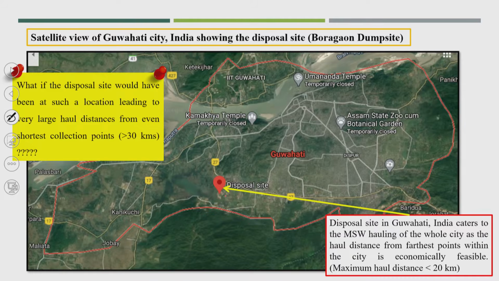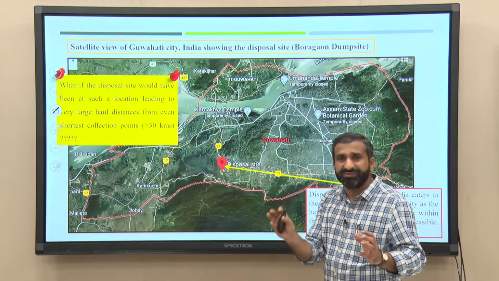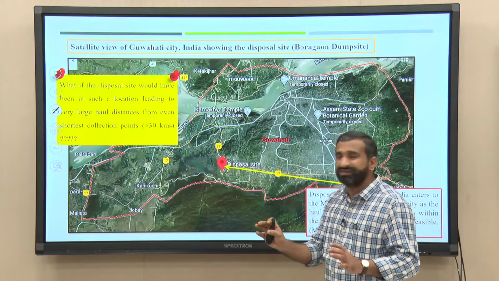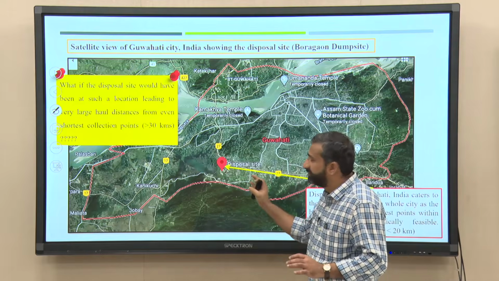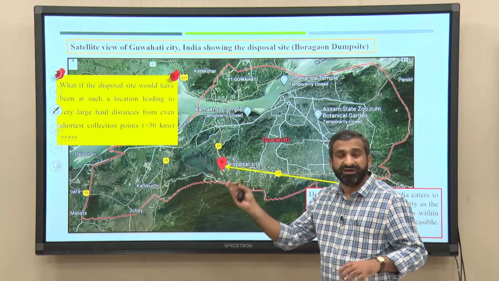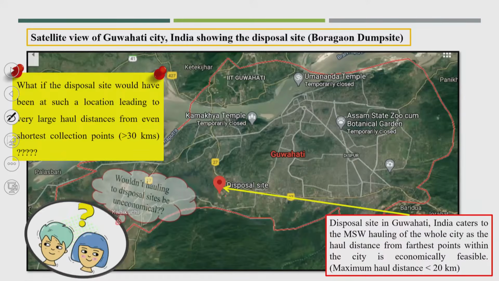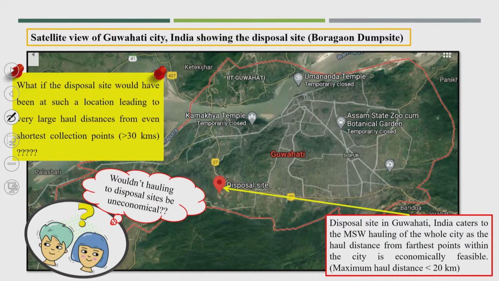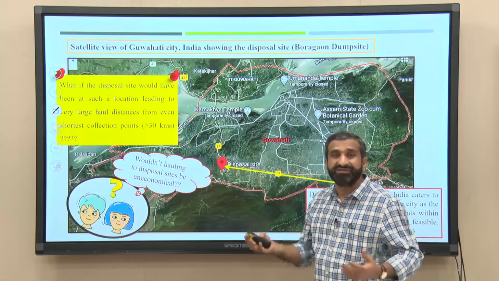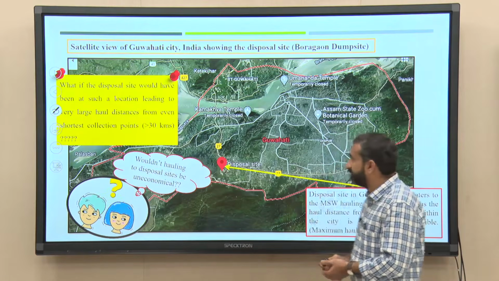Suppose, because the local corporation is already trying to find another location, the location is more than 20 kilometers away, meaning the minimum or shortest haul distance is 30 kilometers, or the maximum haul distance comes to 50 or 60 kilometers. Whether that will be economical, that is the question. Whether the hauling to the disposal site could be economical. Now, I do not think so. If the haul distance goes to 40 or 50 kilometers, then it will not be economical.